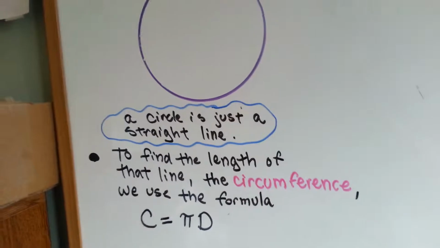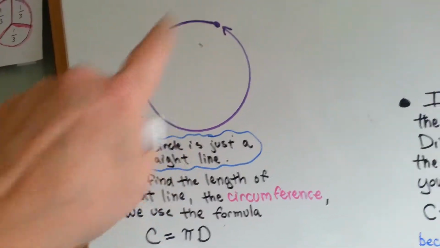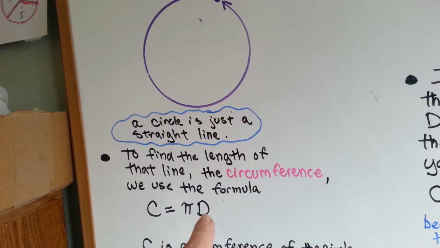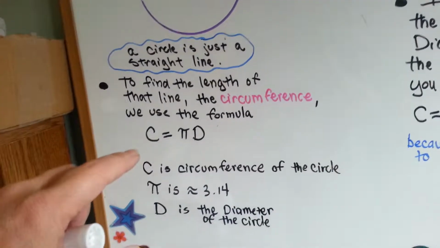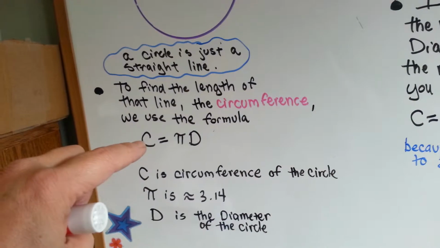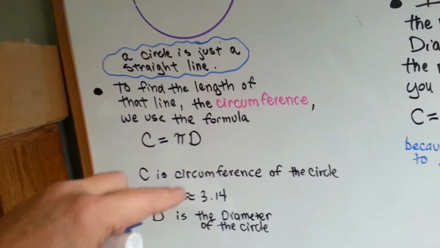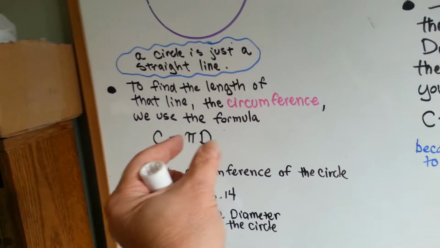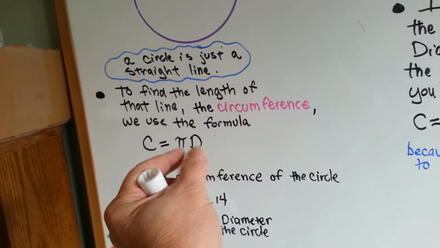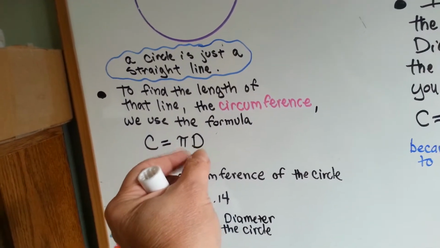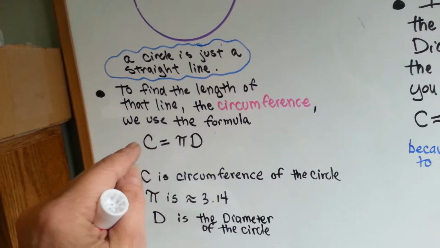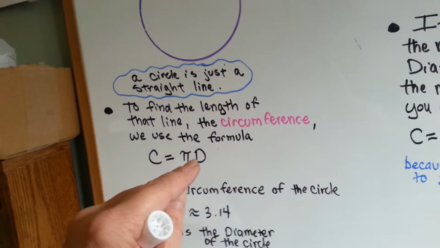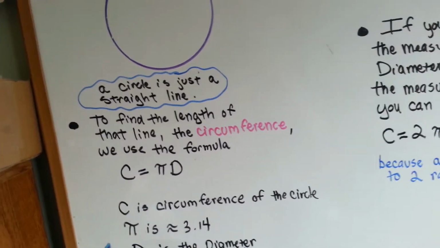So to find the length of that line, the circumference, we use this formula, C equals pi d. C is the circumference of the circle, pi is approximately 3.14, and d is the diameter. And in algebra, if you remember, when you put the two together like this with nothing in between, that means you multiply, okay? So the circumference is equal to 3.14 times whatever the diameter of the circle is.